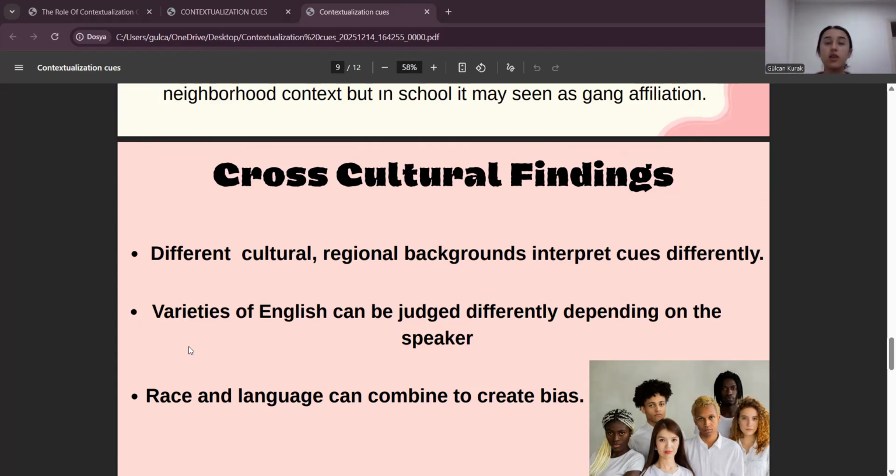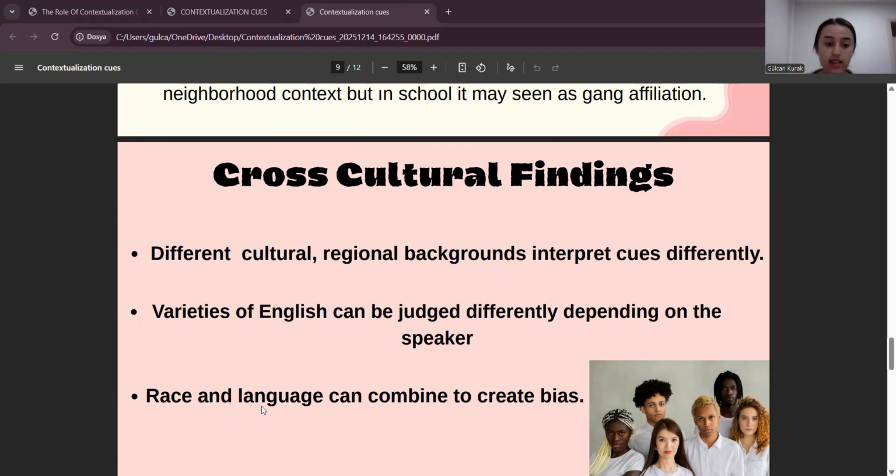Like, think of an African American child. This child may be seen as not speaking English in a proper way. But a well-dressed professor uses the same style as this child. This style can be accepted because he's a well-dressed professor.